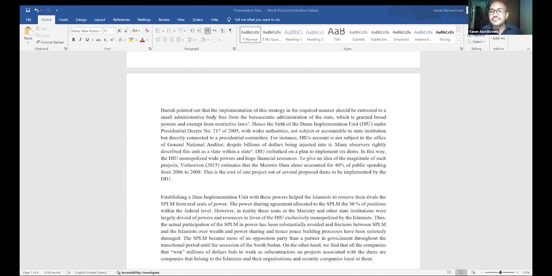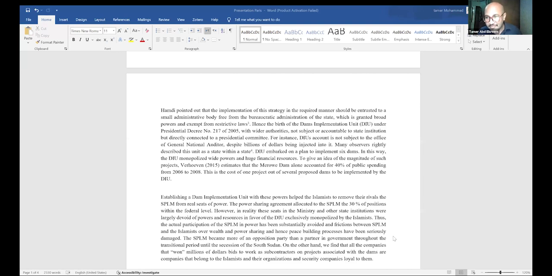Hence, the Dams Implementation Unit was formed under presidential decree number 217 in 2005, with wide authority. It is not subject to or accountable to any state institutions, but directly connected to a presidential committee. For instance, the Dams Implementation Unit's financial account is not subject to the Office of the General National Auditor, despite billions of dollars being injected into it. Many observers rightly describe this unit as a state within a state.